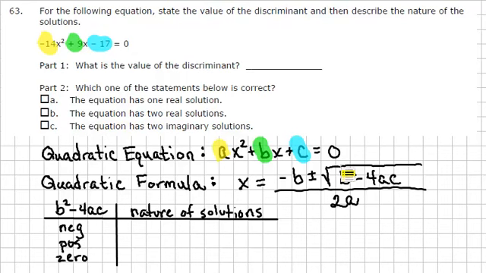So what is the discriminant? The discriminant is the expression underneath the square root symbol in the quadratic formula. The quadratic formula can be used to solve any quadratic equation, and it has the form minus b plus or minus the square root of b squared minus 4ac divided by 2a. The expression underneath of the square root symbol is called the discriminant. So to find the value of the discriminant, we need to substitute the values of a, b, and c into this expression. So let's go ahead and do that.